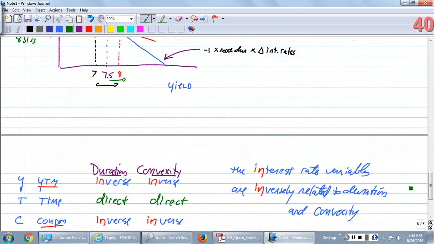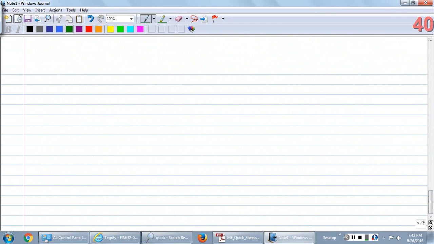Great chapter. Now, I do want to point out one other thing here. And we talked about, I believe, in Bond Part 1, the idea of a callable bond. Okay, a callable bond.